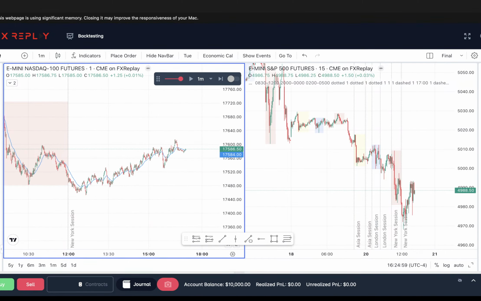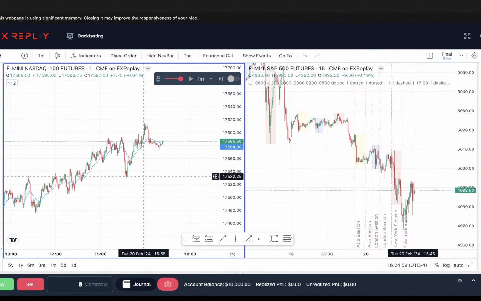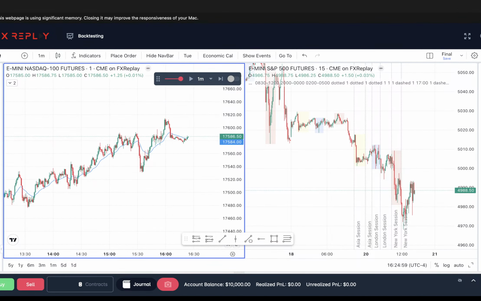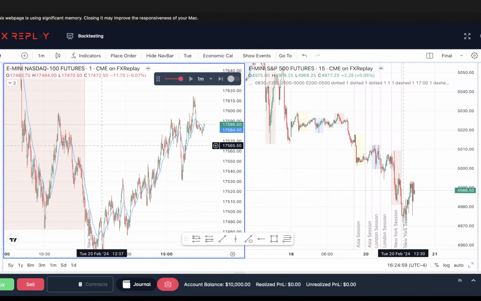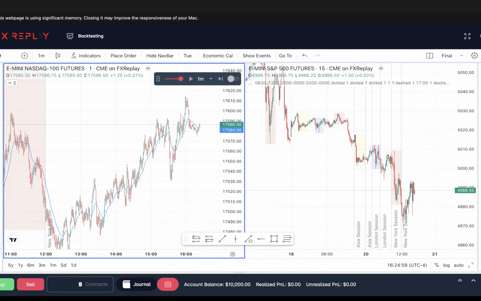Does this work with Apex? What do you mean, does this work with Apex? FX Replay? Or what are you talking about? FX Replay is not a trading platform. It's a replay practice platform. So it doesn't work with the broker. It looks like TradingView though, so it makes it easy for you, but it doesn't work with anything. You just replay your trades. That's all. But Apex works with TradingView, yes.